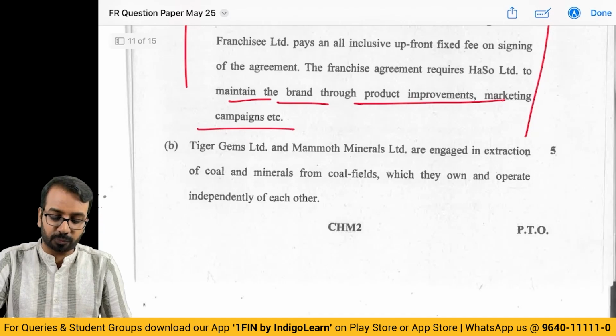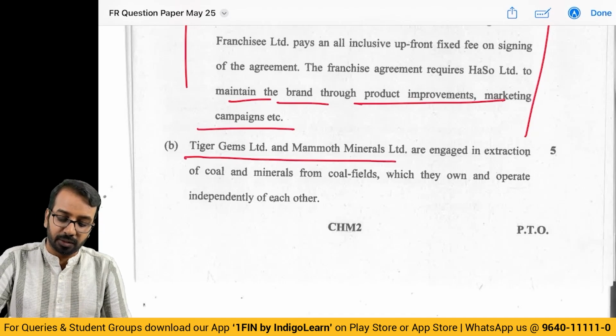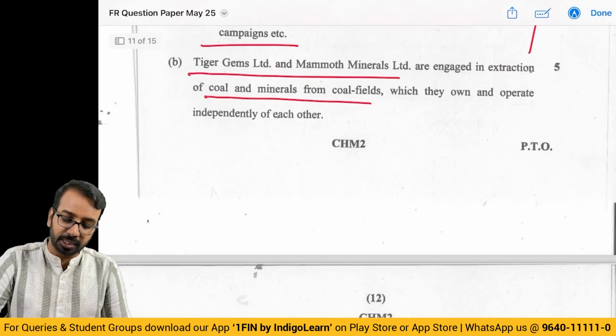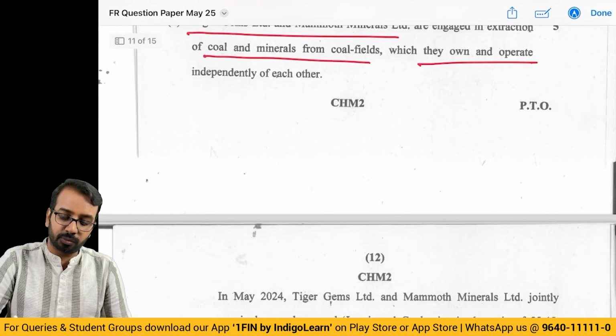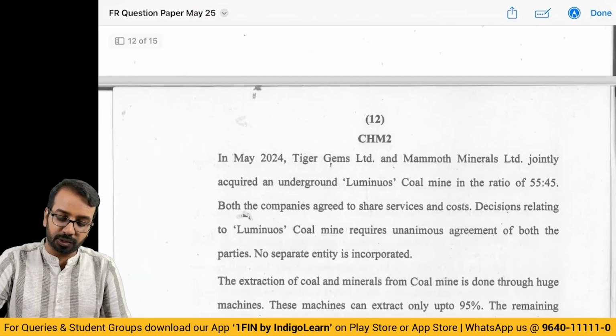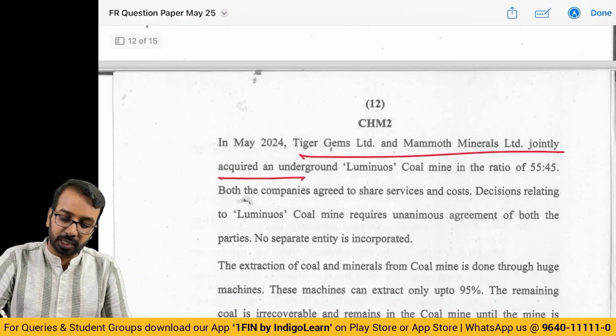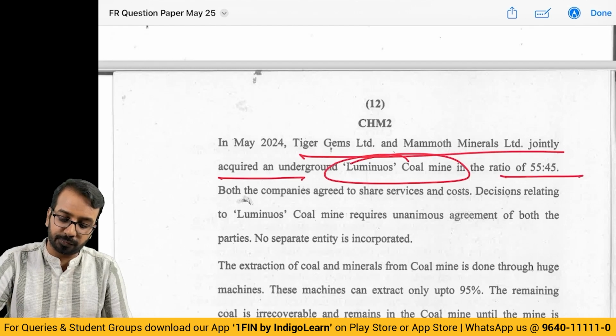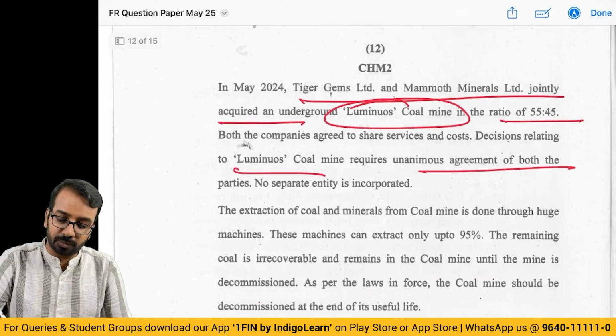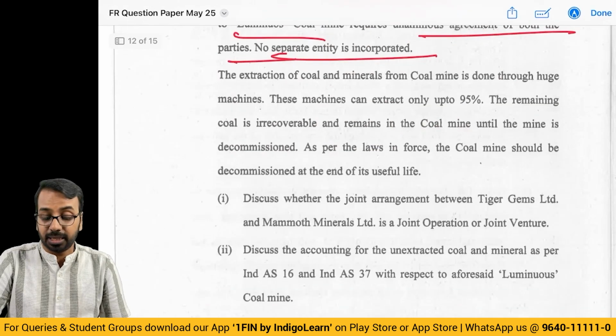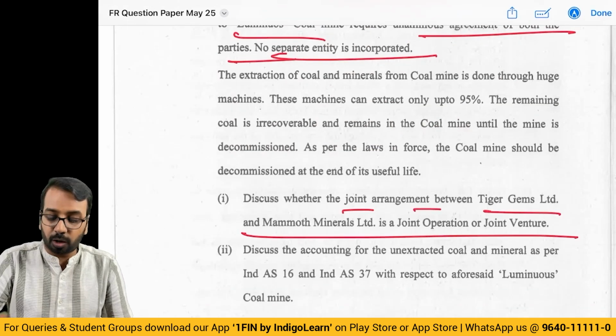Here comes the next one, which is of 2 companies which are extracting coal and minerals, and they own and operate independently of each other. They came together to jointly acquire the luminous coal mine in the ratio 55-25. The decision requires unanimous agreement of both. No separate entity is incorporated. So the first one here is to discuss whether it is a joint operation or a joint venture.